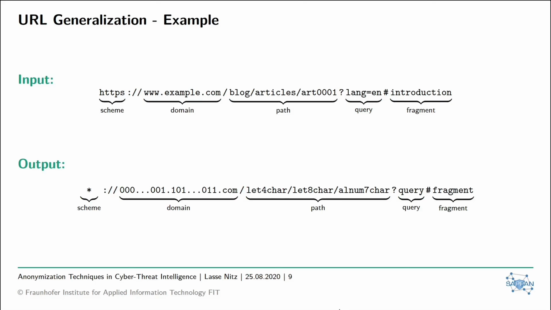For the path, we cut the path at each slash and consider each of the resulting elements as equivalent if they have the same length and use the same predefined alphabet. So for example, "block" gets mapped to the "let4char", meaning that before preprocessing the entry consisted of 4 characters from an alphabetical alphabet, meaning that it only contained letters and no numbers or special characters. For the query and fragment, we only remember whether they were contained, and if so, we replace them by the word query or fragment respectively.